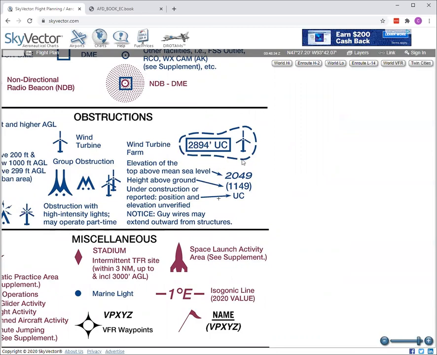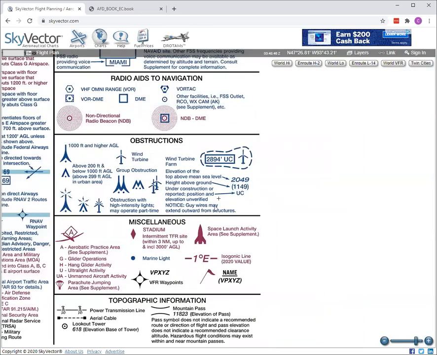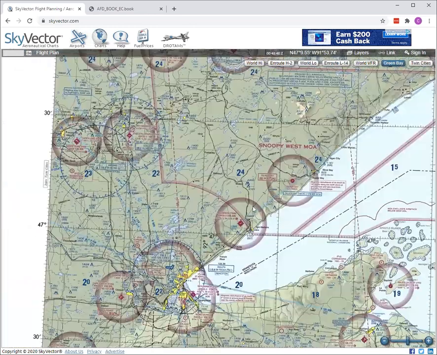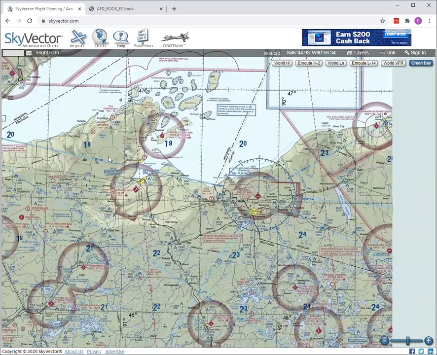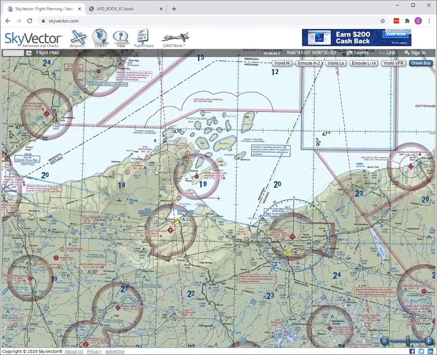Now this one, they give in mean sea level. So yeah, they also give it to you in ground level, but anyway. So let's see if we can find some examples of these.